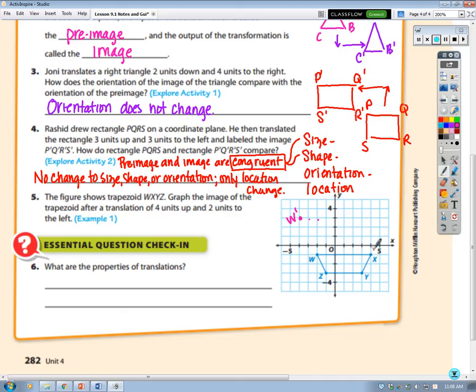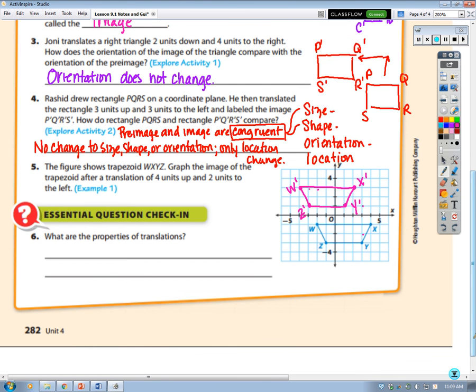Same thing with X, 1, 2, 3, 4, 1, 2, becomes X prime. Y, 1, 2, 3, 4, 1, 2, Y prime, and Z, 1, 2, 3, 4, 1, 2, Z prime. I'm going to connect my points. So I've got a figure that has the same size, same shape, same orientation, just moved location, slid it along a straight line. So finally, our essential question here is, what are the properties of translation?